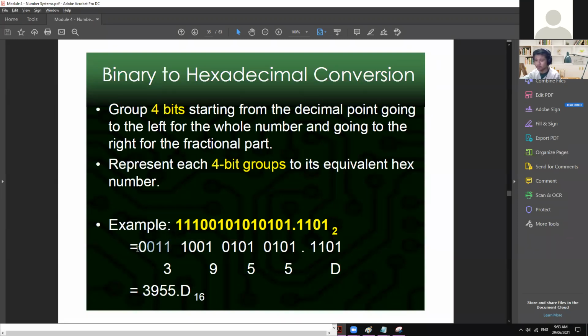Those two are just the same. So 0011, just to represent that this one is in a 4-bit group. Then after that, we can now get the individual results of those binary combinations. So 2 plus 1 is 3, 8 plus 1 is 9, 4 plus 1 is 5, 4 plus 1 is 5, and then 8 plus 4 plus 1 is 13, which is equal to letter D. So as a result, this is now the hexadecimal number or output. So 3955.D base 16.